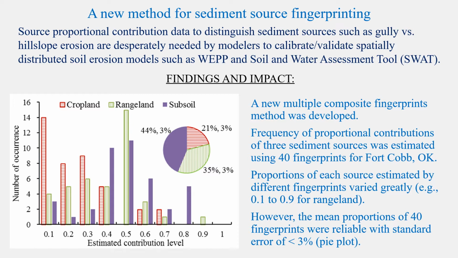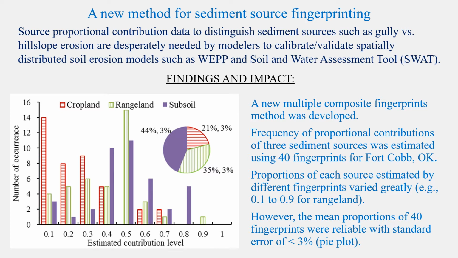Previous studies relied on a single optimum composite fingerprint with a minimal number of tracers. ARS researchers in El Reno, Oklahoma, developed a new multiple composite fingerprints method for estimating sediment source contributions in watersheds. Cesium-137 is commonly used as an optimum fingerprint.